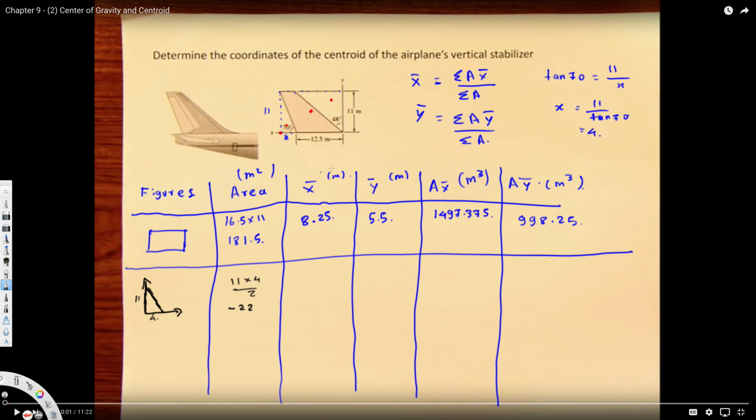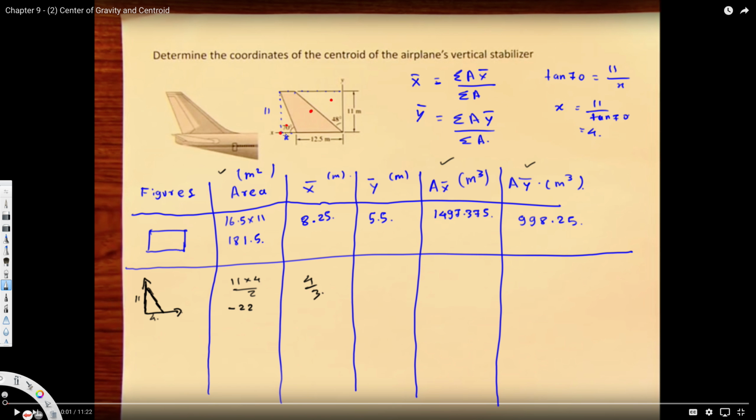So the information we need is the area and the sigma x bar and Ay bar. So I only put a negative sign for those values, because we don't have to worry about this x bar and y bar. We are not going to do anything with this. So let's do this one. So this is minus 22, and x bar is going to be the distance from here to 1/3 of this distance. We know this distance is 4 meter, right? So it's going to be 4 by 3.